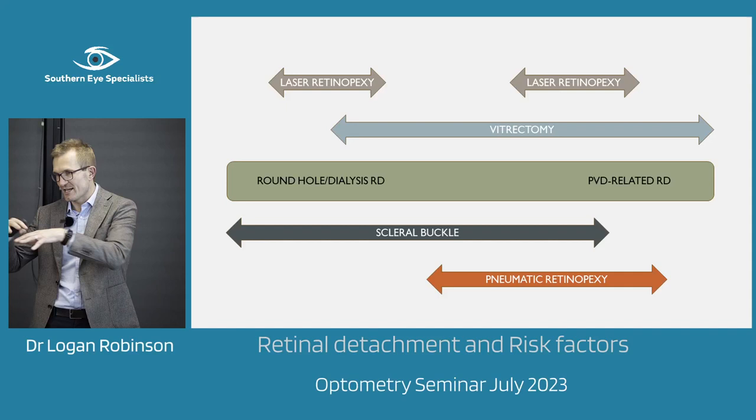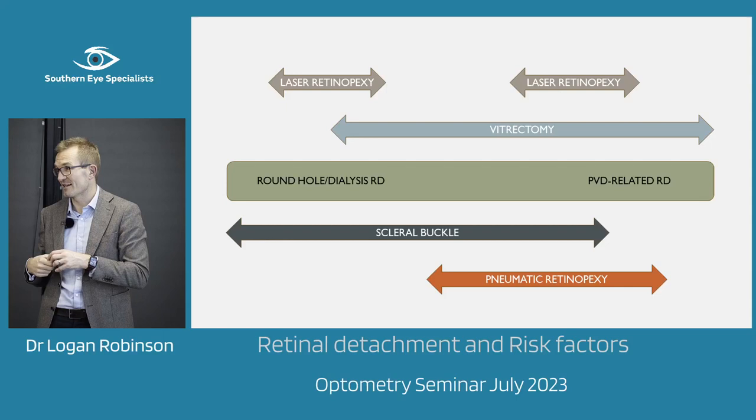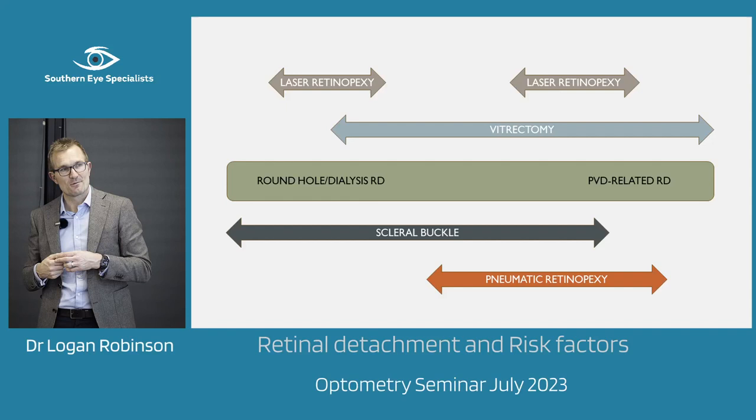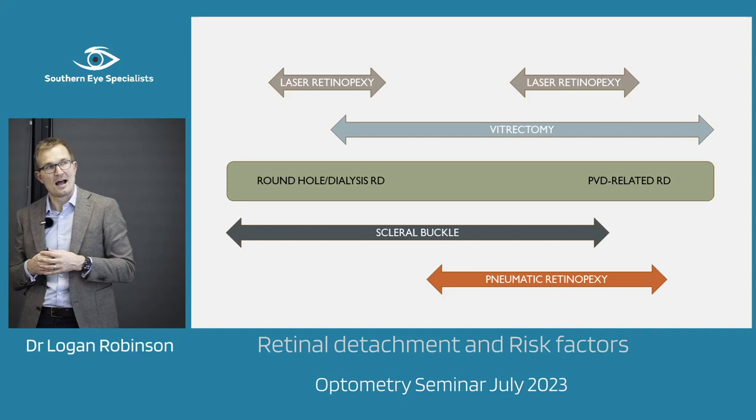The exception to that is sometimes people will come with an old horseshoe tear and a chronic little detachment, maybe picked up on an asymptomatic check by you guys, with pigment around the edge of it, and it's probably been there for a long time. That's one where you might consider just adding a little bit of laser around it, because that's an asymptomatic patient. You don't really want to do a vitrectomy and give them a cataract if they don't already have one or haven't had cataract surgery, and laser is a very simple way to give that reassurance that it's not going to progress.